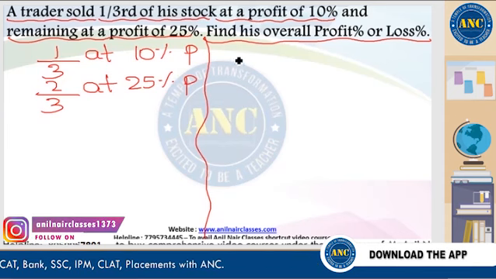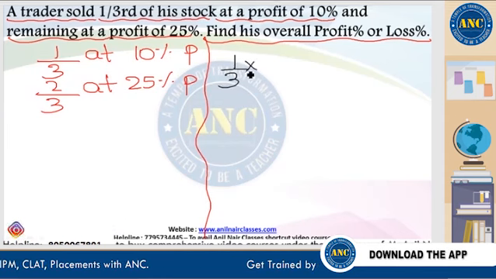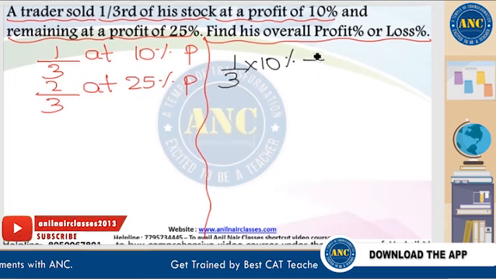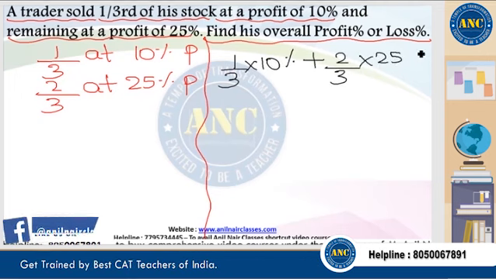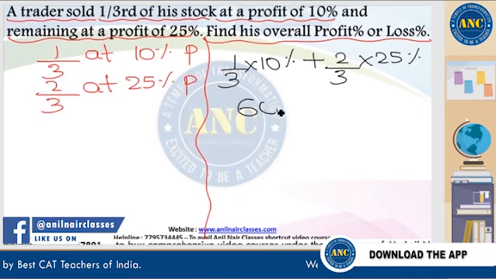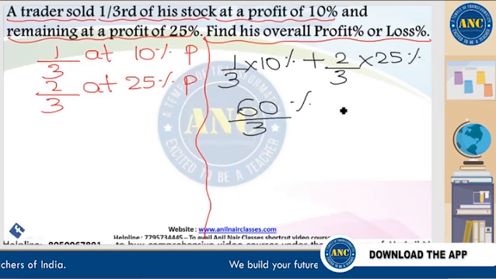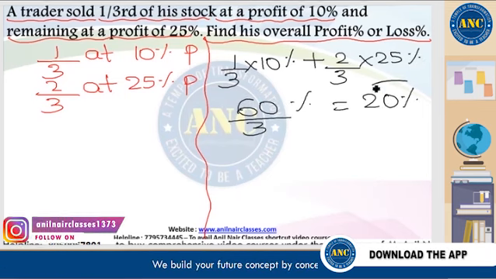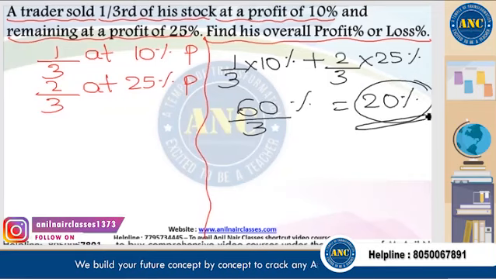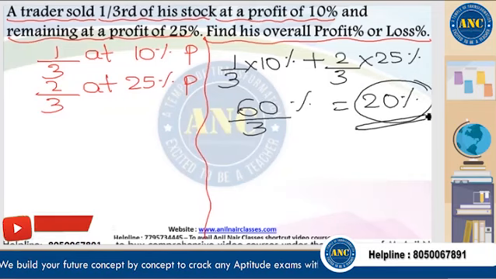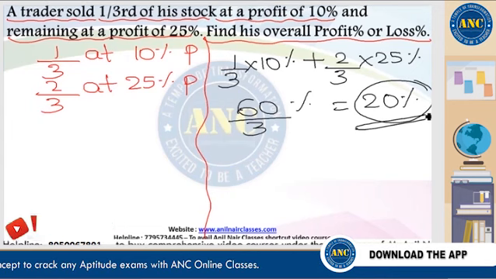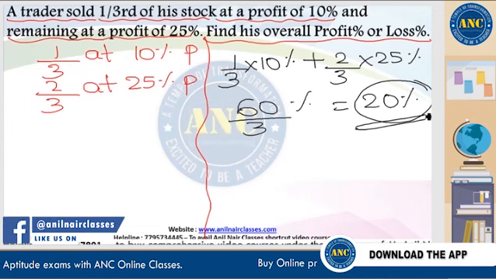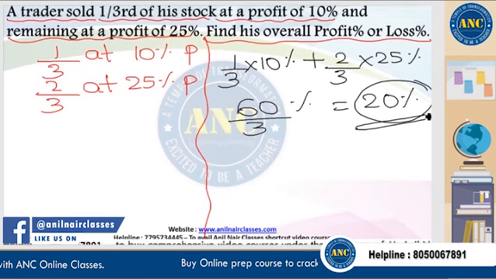That means overall profit is 1/3 into 10%, which is 10/3, plus 2/3 into 25%, which is 50/3. 10/3 plus 50/3 is 60/3%, which overall is 20%. Within seconds my students will definitely answer the question.